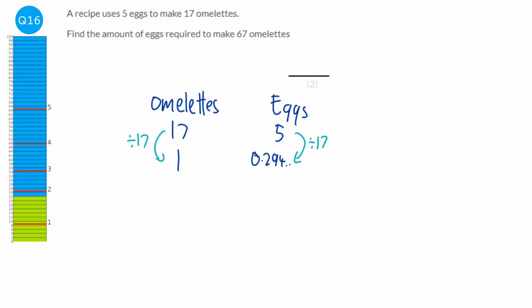Next we want to see how many for 67 omelettes, and to get to 67 from 1 we times by 67, so do that to the amount of eggs, and we get 19.705 and so on. Now you can't get 0.705 of an egg. We always round with eggs, and we always round upwards, because if you need 19.7, 19 won't be enough, so we need to pick 20 eggs.